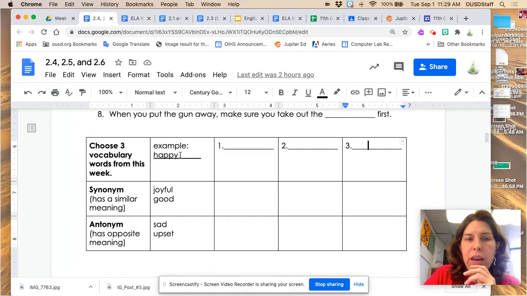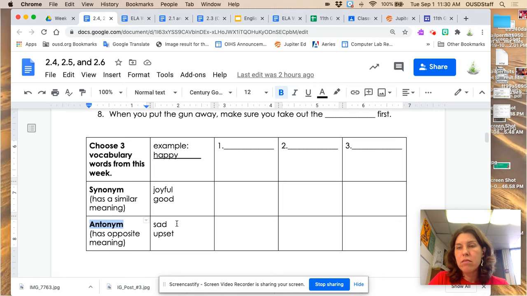So for example, if I chose the word happy, a synonym for happy, a word that means almost the same thing, is joyful or good, right? And the opposite, an antonym of the word happy, the opposite is sad, yeah? So for each of the 3 words that you choose, you have to think first to make sure that there is a synonym and there is an antonym for that word. Because some words, it's like, what's the opposite?